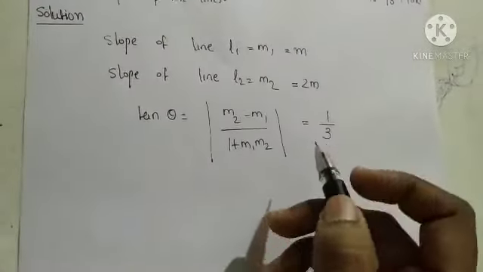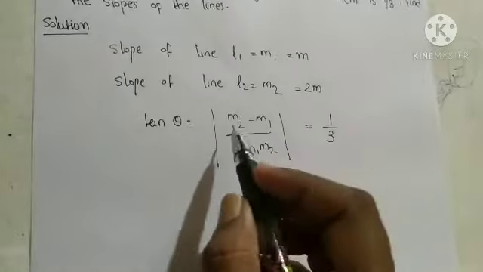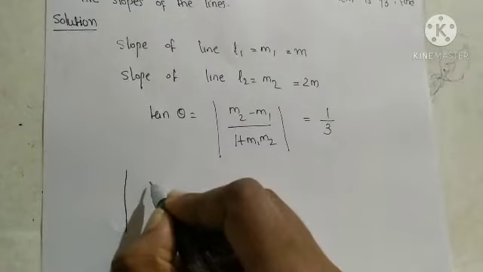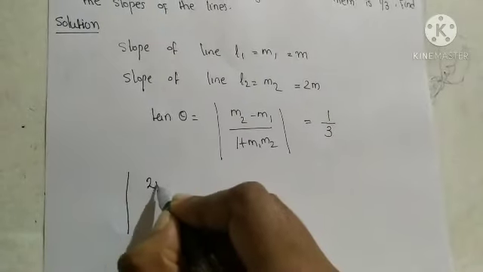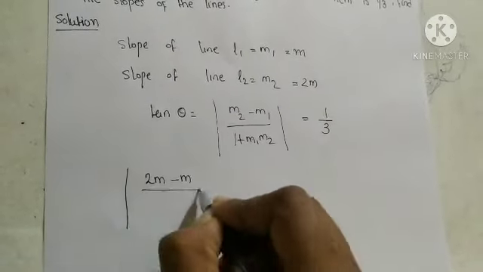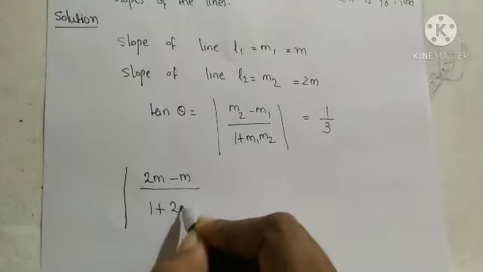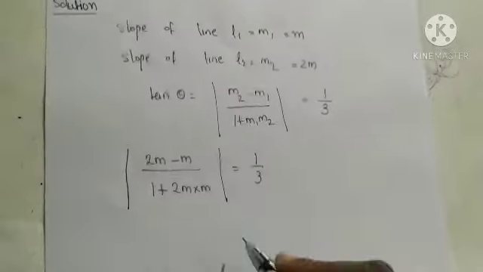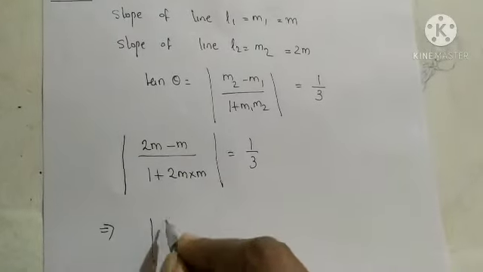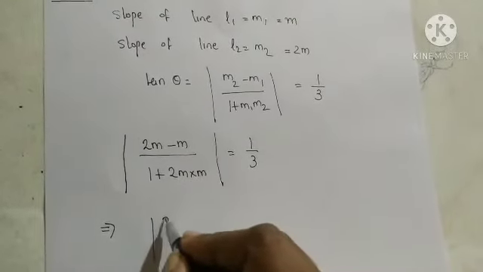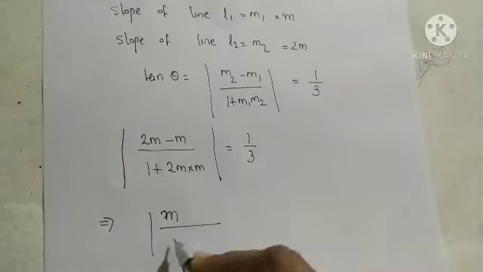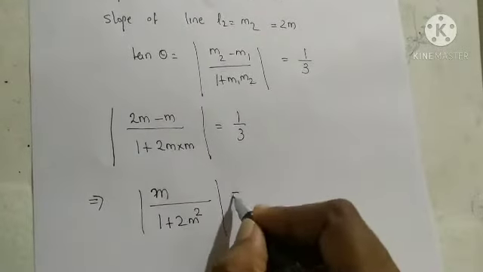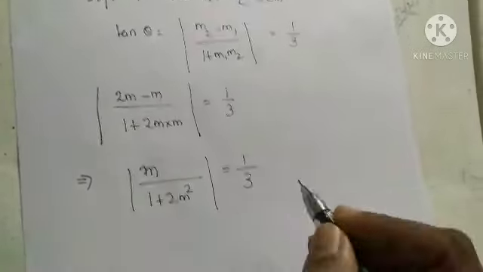Next I am going to substitute the value of m1 and m2 here, and we get mod of 2m minus m divided by 1 plus 2m into m equal to 1 by 3. It further implies mod of m divided by 1 plus 2m square equal to 1 by 3.